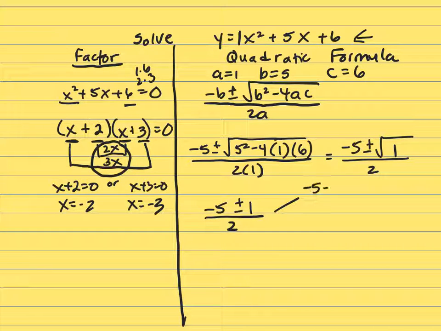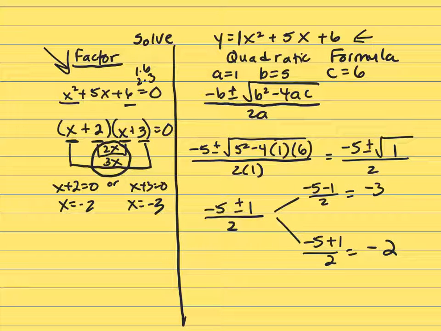So that's negative 5 minus 1 over 2, and that will give me negative 3. Or negative 5 plus 1 over 2, and that will give me negative 2. So either way works. Obviously, factoring only works if it will factor.